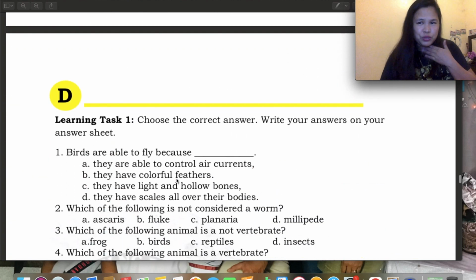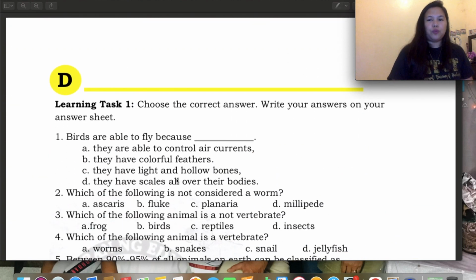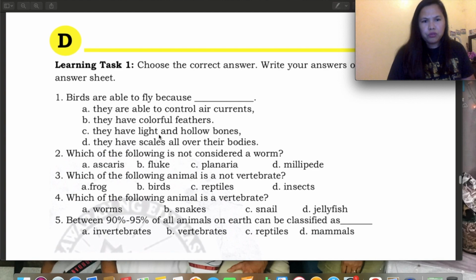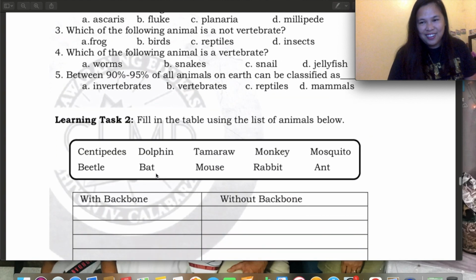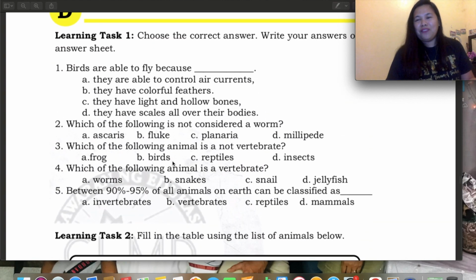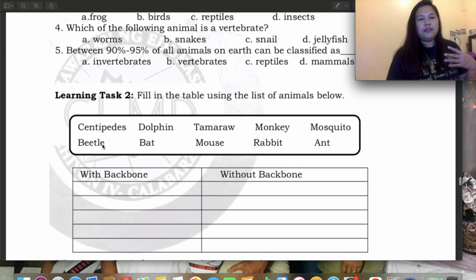Okay, now we're learning task 1. Choose the correct answer. Write your answer in your answer sheet. So, you have to read this and you have to answer. Okay? So, very common assessment. A, B, C, D lang. Okay? Then, learning task 2.